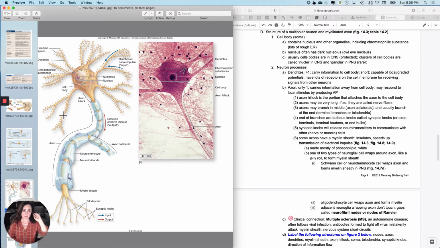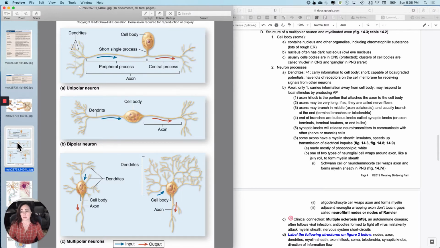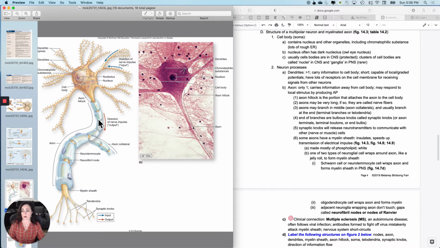And then axons, there is only ever one axon, okay? It can branch as many times as it wants once it leaves the neuron, but it only has one attachment to the neuron. This portion right here, what attaches to the neuron, ends up being physiologically important. It's called the axon hillock.